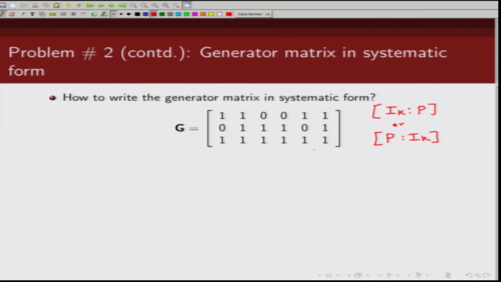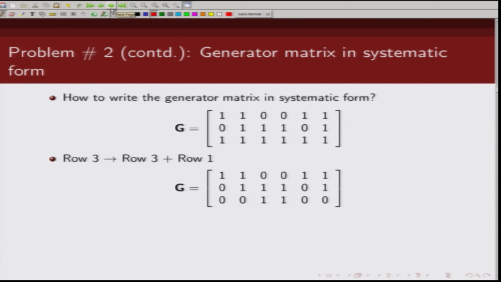Okay. But this is not in this particular form. So, we will have to get some identity matrix and some matrix P. Now, by doing elementary row operation, we can put this in systematic form. So, let us do that. Note, if we want to get this in the form of identity, what do we need? We would need a 0 here, a 0 here, a 0 here, a 0 here, right. So, let us first try to get this 1 to 0.